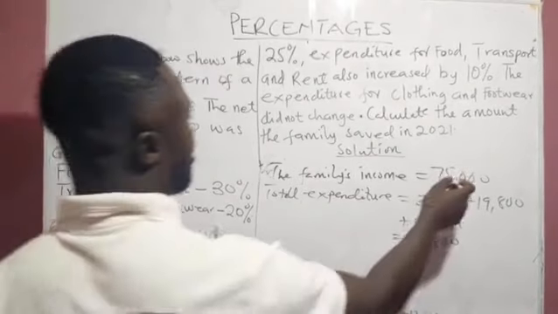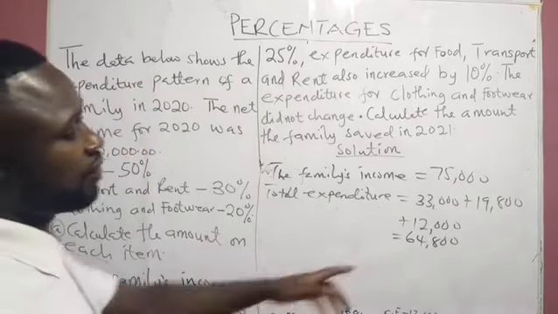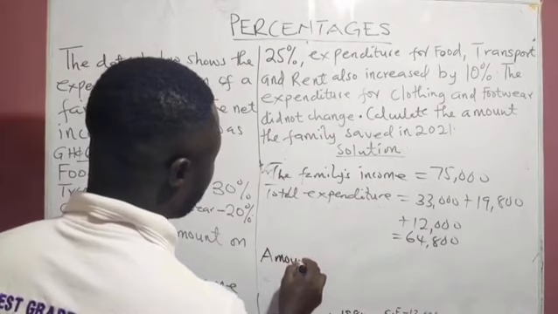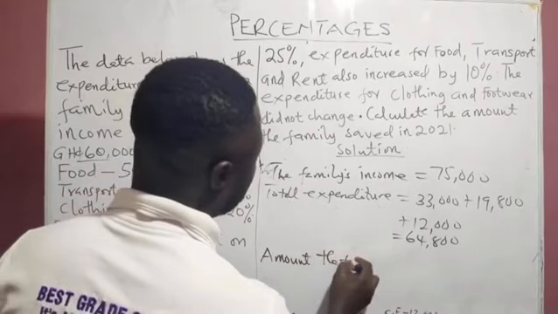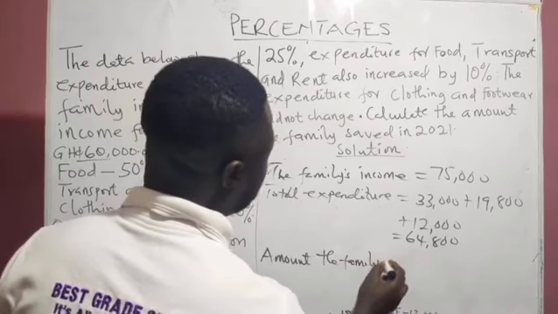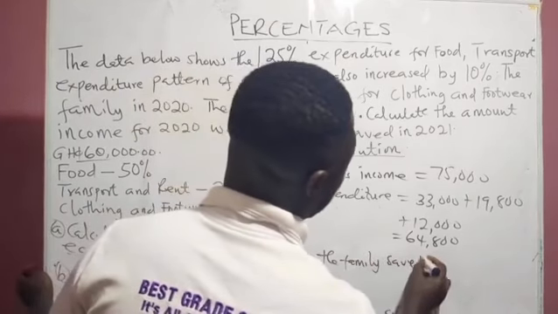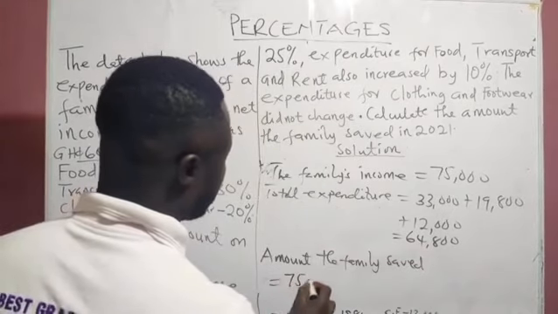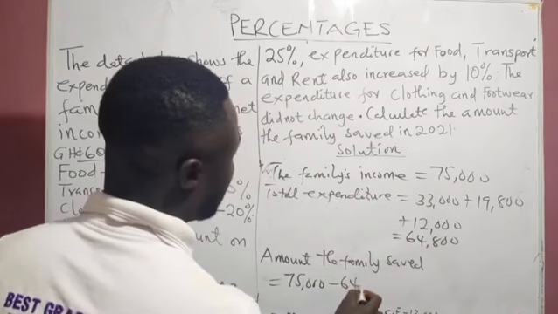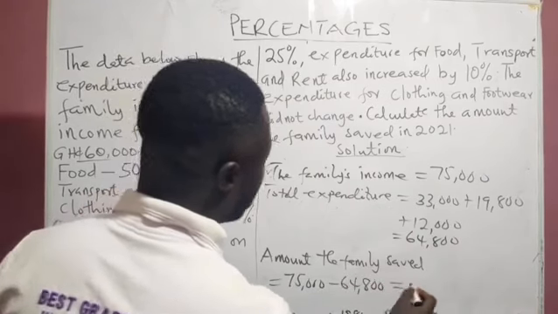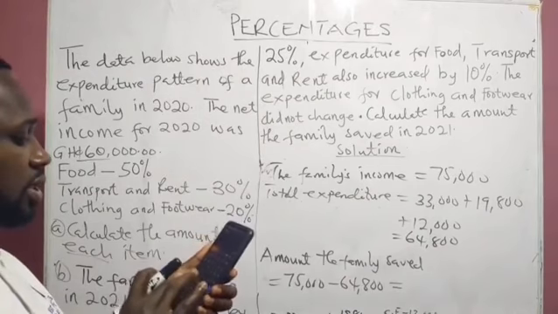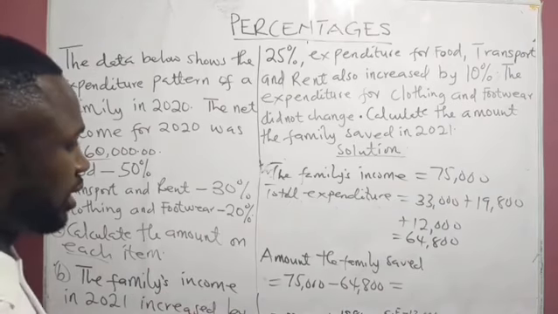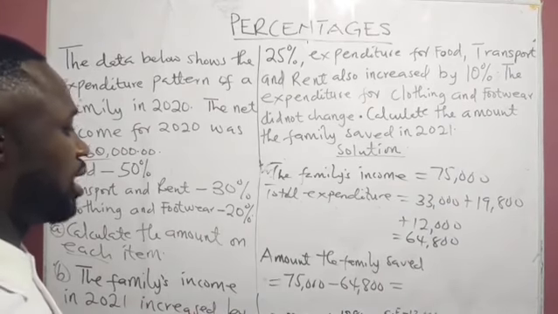And then this is their income in 2021. So definitely the difference will be the amount the family saved. So the amount the family saved will be equal to what? 75,000 minus 64,800. And that will give us 10,200.